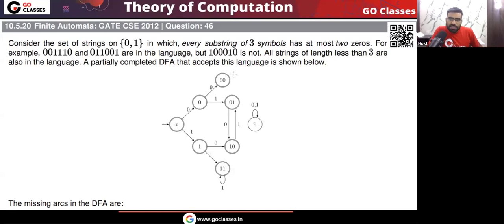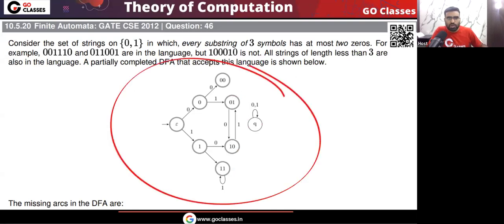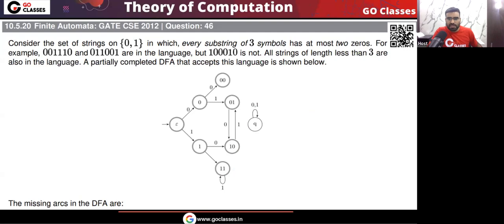Yes. In this state, what will happen if 0 comes? In this state, what will happen if 1 comes? So there are missing transitions. Do you agree? We have missing transitions. Now the question is asking, what are the missing transitions?